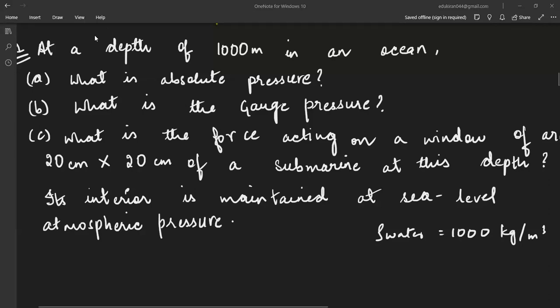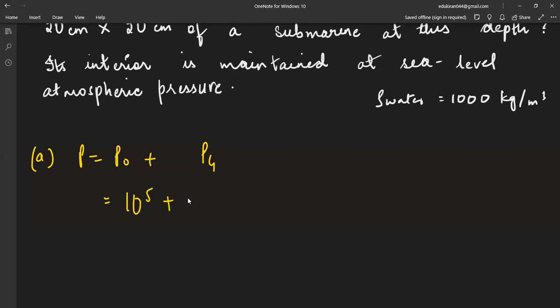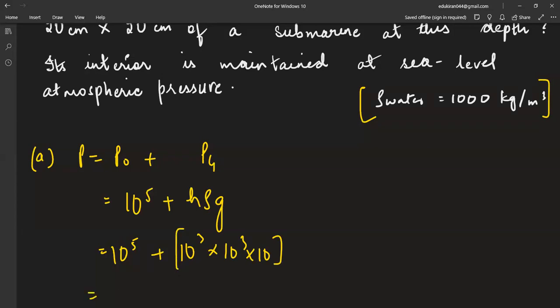The question says, at a depth of 1,000 meter in an ocean, what is the absolute pressure? Absolute pressure is basically atmospheric pressure plus the gauge pressure. Atmospheric pressure is 10 to the power 5. This is h rho g, gauge pressure. So 10 to the power 5 plus height, 10 to the power 3, 1,000. Density of water, I'm repeating, you have to remember in SI unit, this is 1000 kg per meter cube, 1 gram per centimeter cube in CGS. So this is also 10 to the power 3 into 10. So this becomes 10 to the power 5 plus 10 to the power 7. This is the answer.